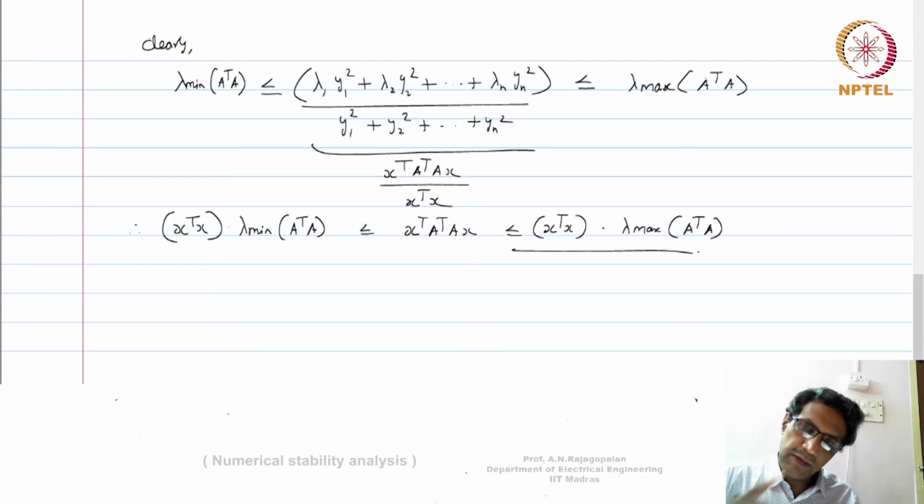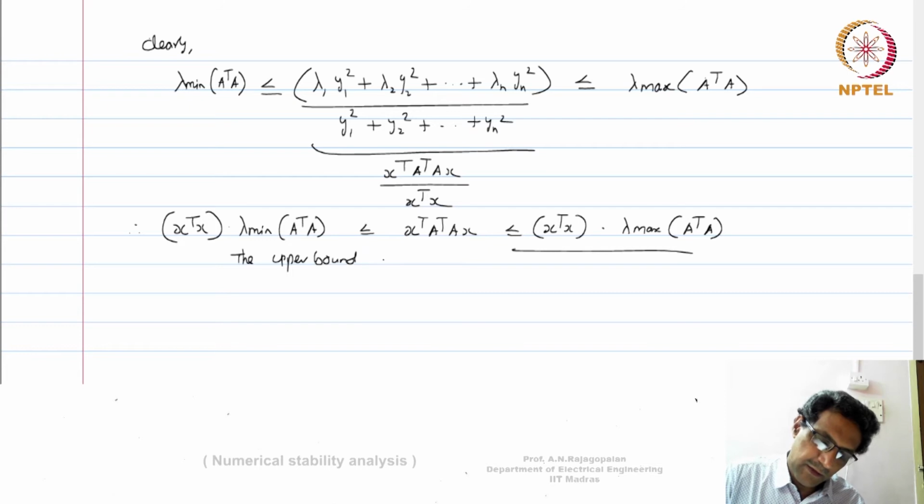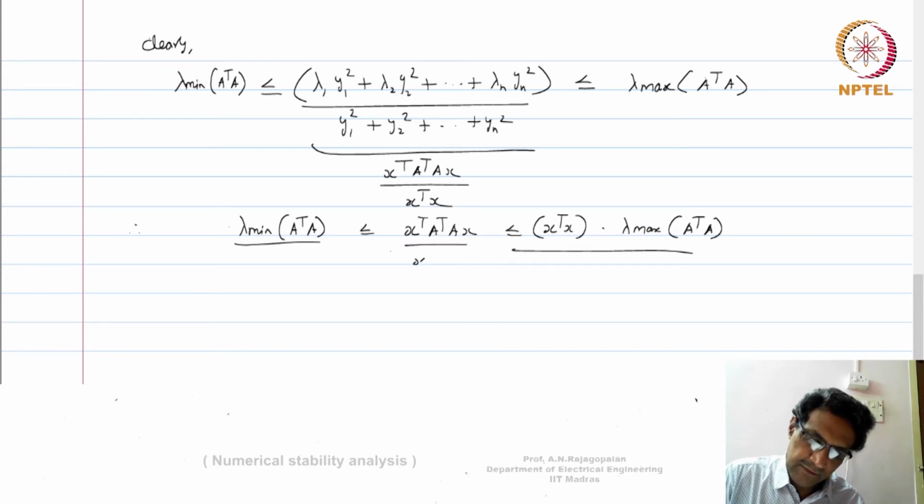Now this upper bound can even be met. The upper bound is met when, because we are interested in the supremum, right? So the upper bound is met. We can also divide this whole thing by X transpose X, and therefore we can write this as upon X transpose X. So this goes away from here.